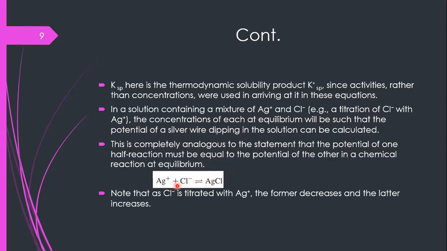Silver and chloride ions react with each other to form silver chloride, which is a reversible reaction. The point to be noted is that as chloride ion is titrated with silver ion, the former decreases and the latter increases. It means that chloride ion decreases and silver ion increases.